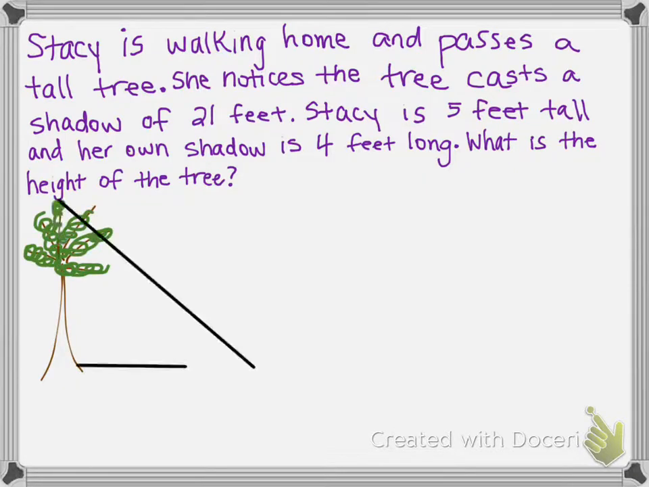So I know that I have a tree, and I know that there's a girl, Stacy. And I've put in a few labels here. I put H to represent the height of the tree. And I know that the tree shadow is 21 feet long. I know I have Stacy here that's 5 feet tall, and her shadow is 4 feet long.